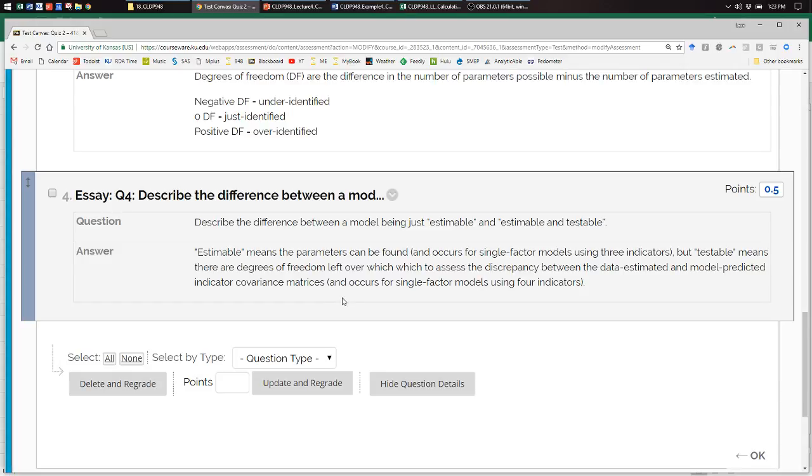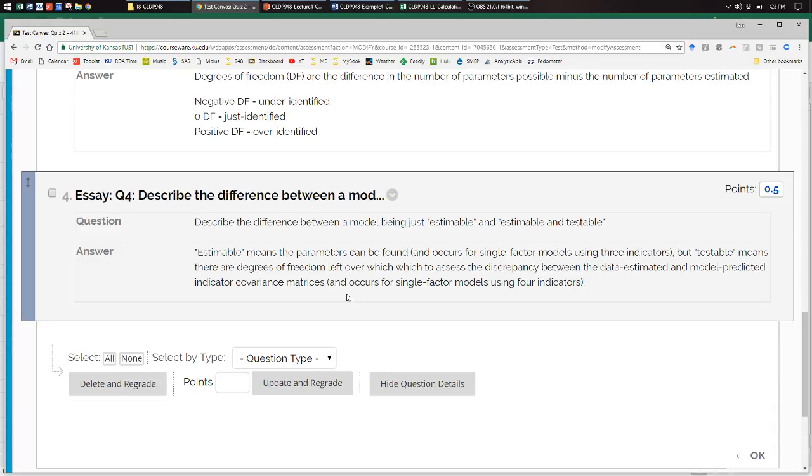If you have 2 items, then what? Can't do it because it's under-identified unless you do what? What's the catch? You have 2 items for 1 factor. Nope. Within just 2 items on a factor. I thought I heard someone say it.